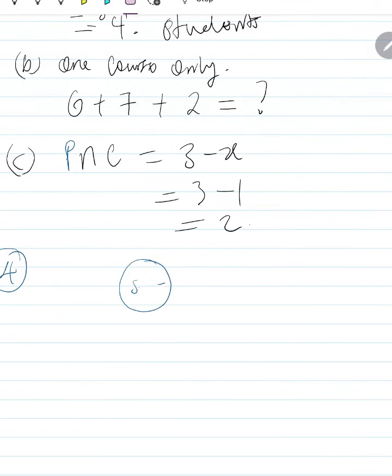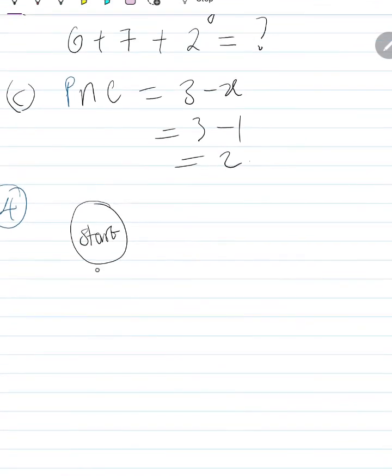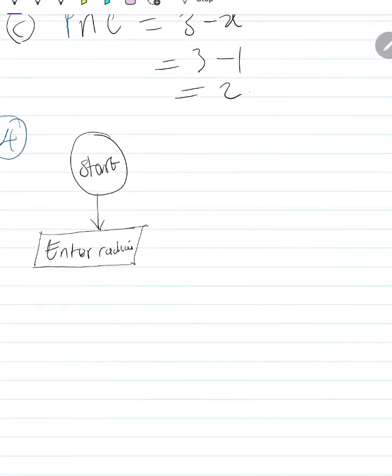Okay, so this is how we go. So we start our program. I said we start with a circle, so this is a circle start. Okay, so after starting, you are going to enter radius. So you are going to use this shape. This is enter radius. You could even just write enter r. Okay, so how do you go about it?